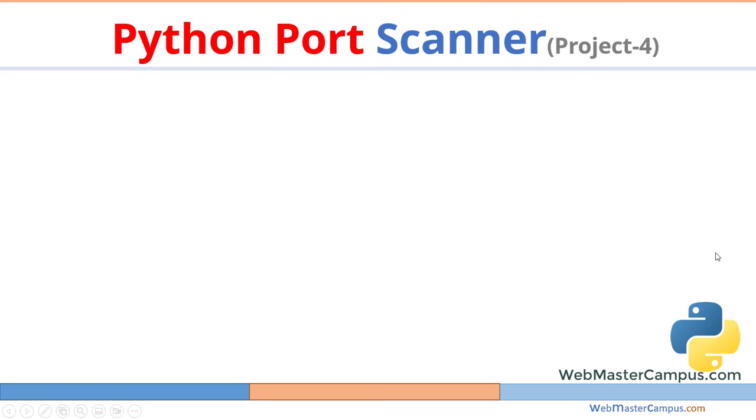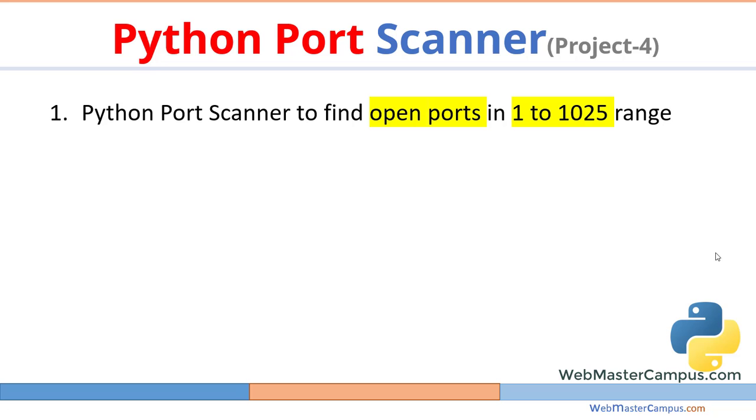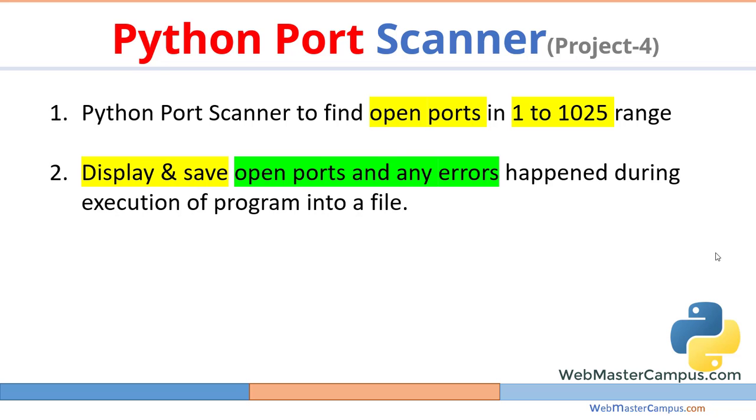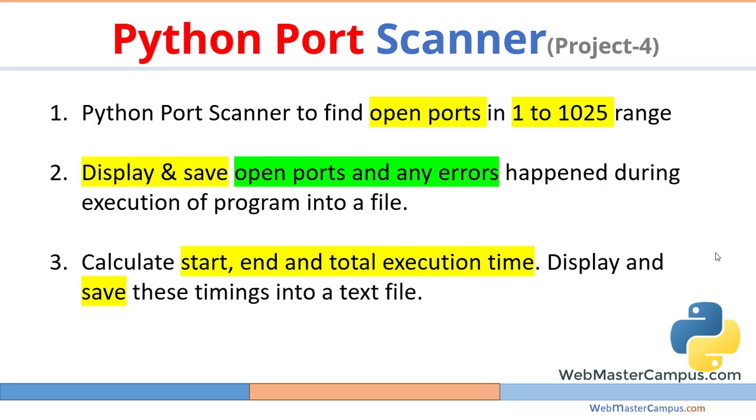The requirement of this project is a Python port scanner to find out open ports in a specific range. We will find the open ports within this range. Then we will display on screen and also save the open ports and any errors that happen during the execution of the program into a file. The third requirement is to calculate the start and total execution time, display it on screen and save these timings into a text file. This is the requirement of this project, and we are going to build the project and fulfill all these requirements.